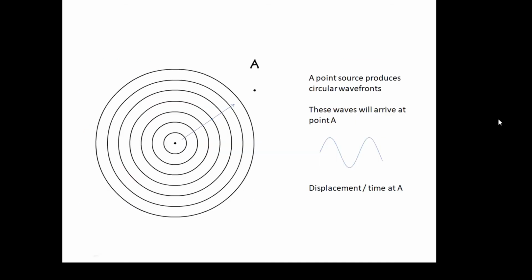Okay, so here we have a point source. It might be dipping your finger in a ripple tank or something like that. A point source produces circular wave fronts, and these circular wave fronts radiate outwards, and point A is any old point. The waves are going to arrive at A, and at point A the displacement against time will be up and down, sinusoidal, due to this single point source.